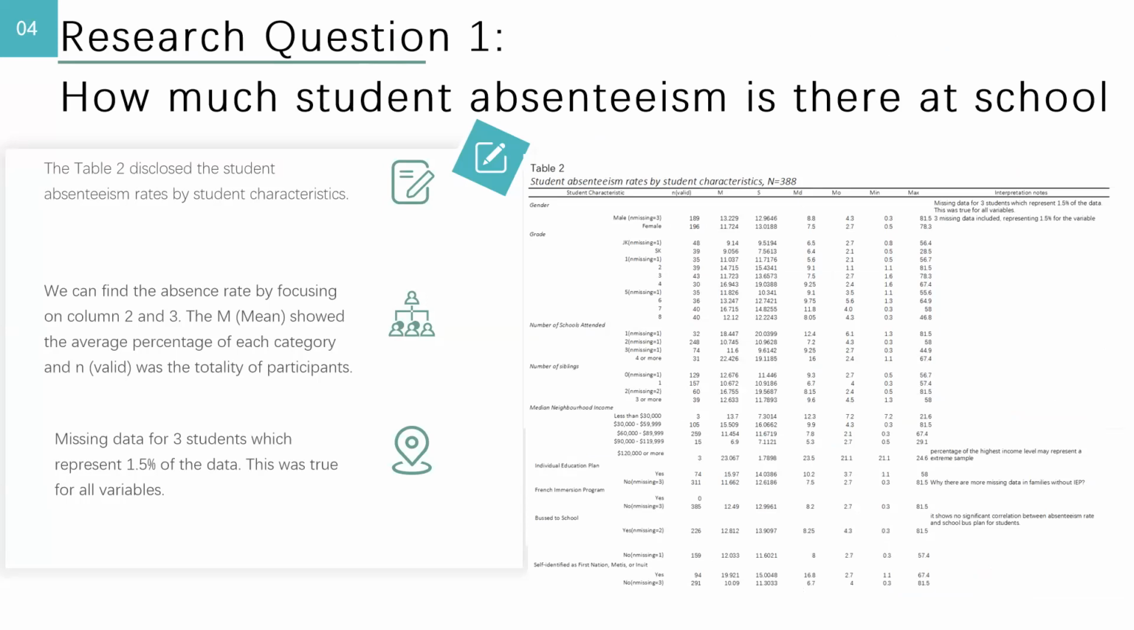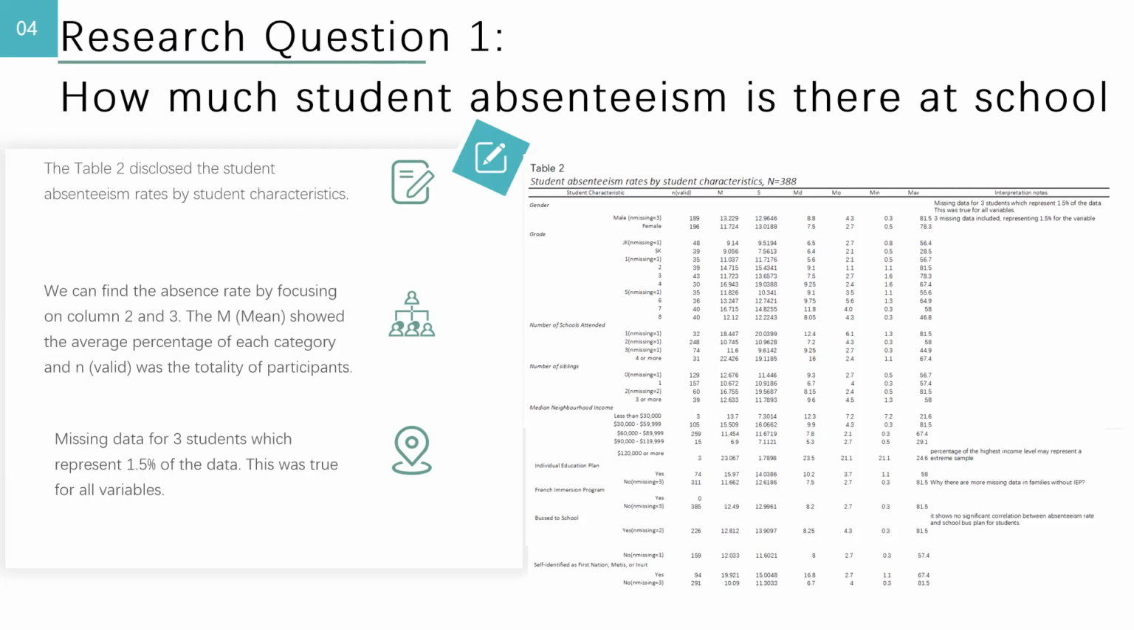Now we are answering research question 1. How much student absenteeism is there at school? With the help of SPSS, we can analyze all the questionnaires answered by the students, and analyze their answers with different methods. And with table 2, we can see all the data analyzed with the different characteristics of the students about their absenteeism rates by student characteristics.